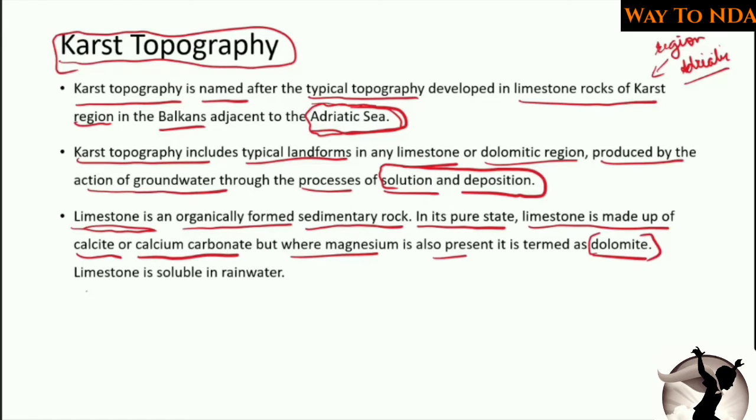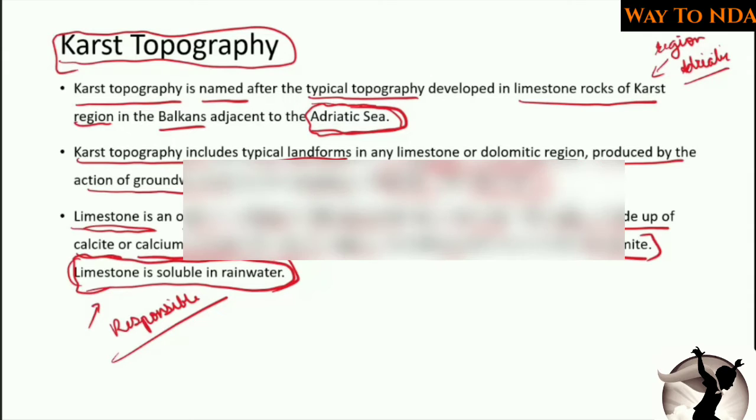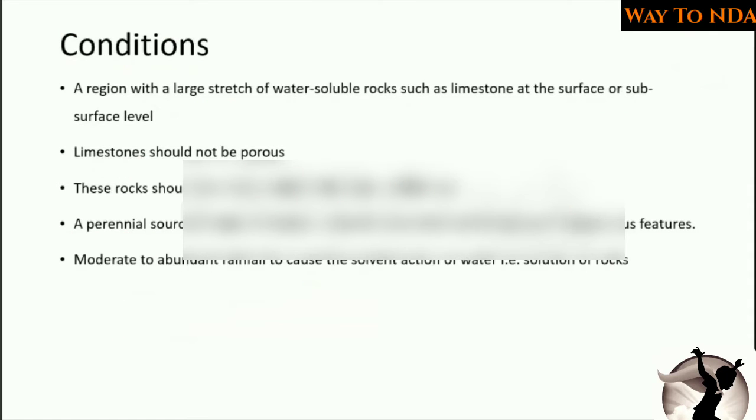So limestone is soluble in rainwater. Remember this, because this is the feature responsible for it. Because limestone is soluble in rainwater, this is the reason karst topography takes place. Okay, so what are the conditions for karst topography to take place?